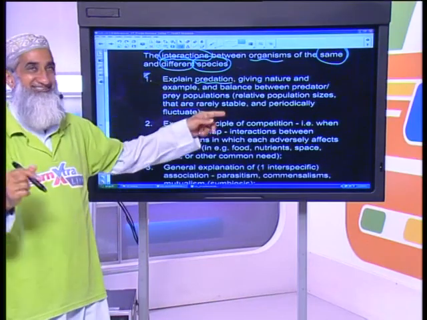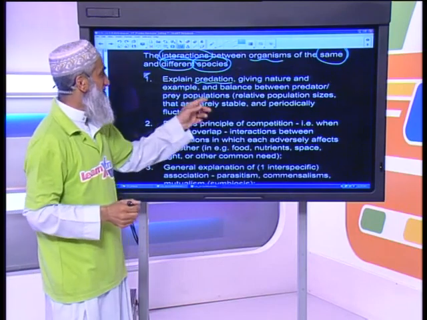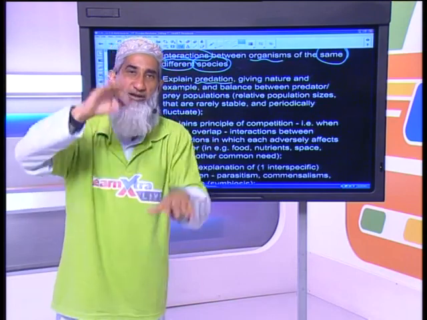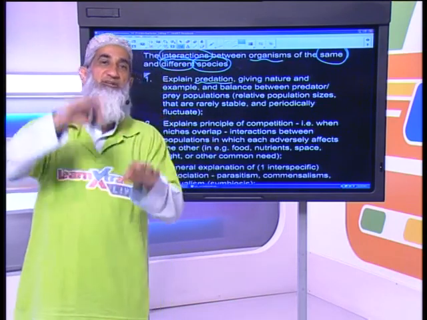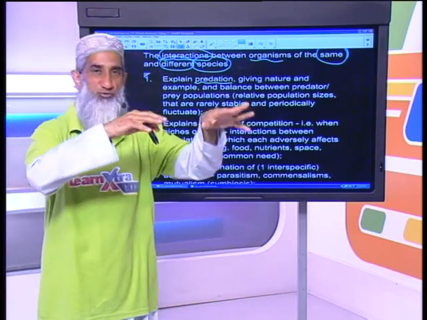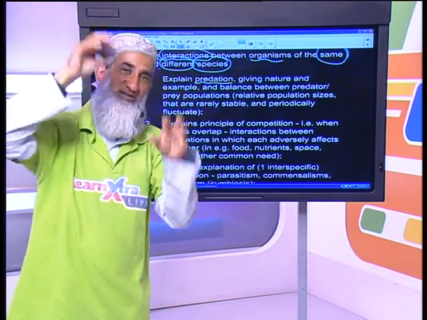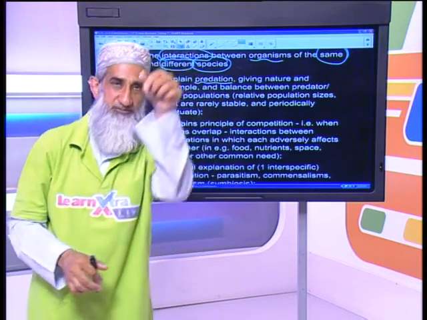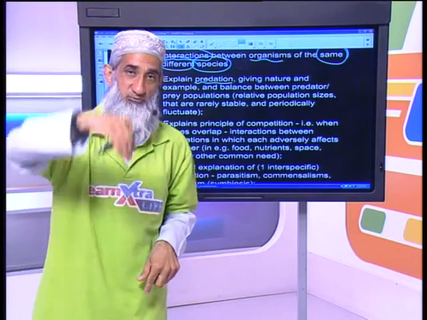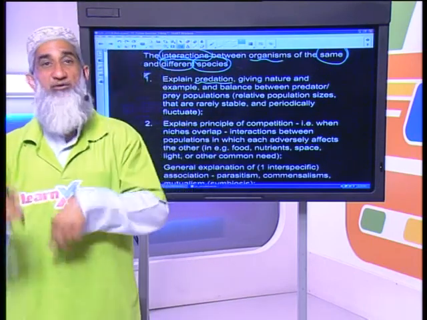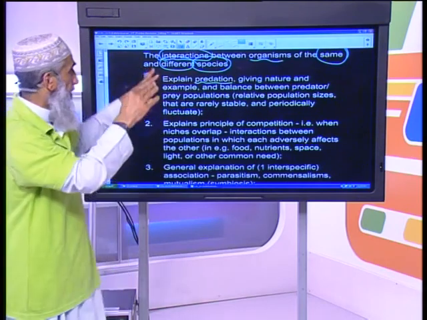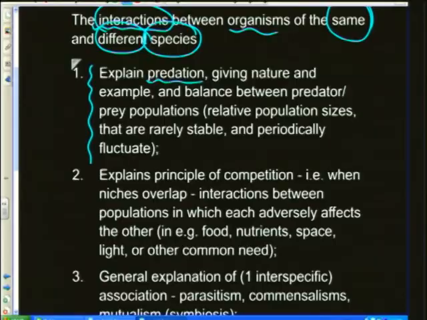All right, so predation. It's given the nature and the balance between predator and prey population. In other words, you're going to talk about the fluctuations between the predator and prey populations, that oscillating relationship. When the prey population goes up, the predator goes up because there's more food, and when the predator population goes up, it starts eating more, predation pressure increases, and the prey population comes down. Now there's less food for the predator, so their population will come down, and when their population comes down, there's less things eating the prey, and the prey population goes up. So you're going to explain all of that in this first point here.